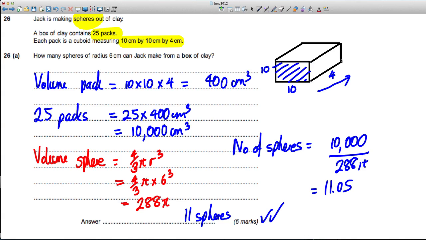All of these formulas, this one here, and the volume of a sphere, which is 4/3 πr³, are given in the formula booklet. So it's just a case of substitution and simple logic.